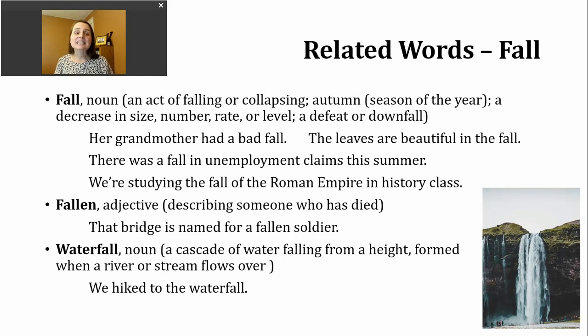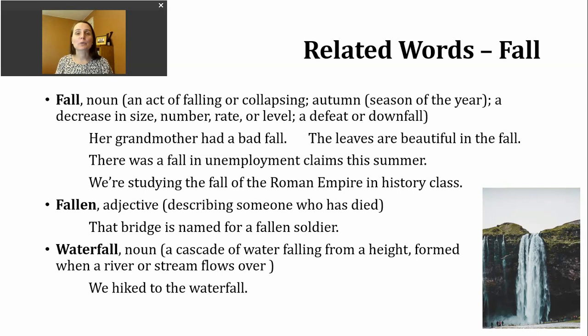The last possible way that we could use this noun fall is to mean a defeat or a downfall. And you might see this usage if you're studying history or just reading about historical topics, particularly anything connected to wars. So here's an example sentence. We're studying the fall of the Roman Empire in history class.